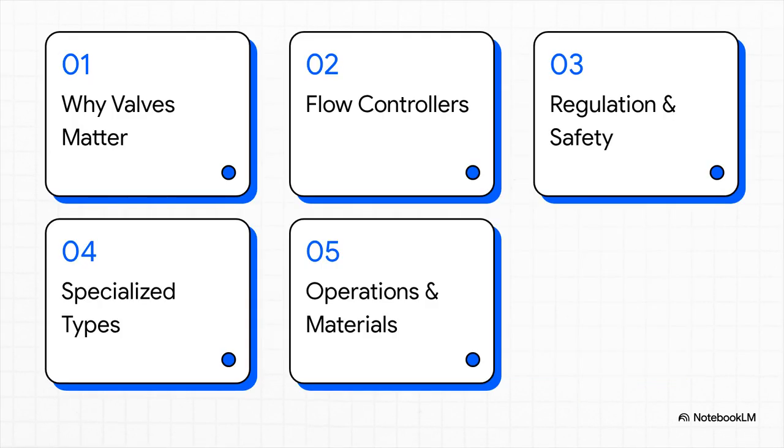So, to avoid getting overwhelmed, here's our roadmap for this explainer. First, why industrial valves matter. Second, the primary flow controllers. Third, regulation and safety valves. Fourth, specialized valve types. And finally, operations and materials.